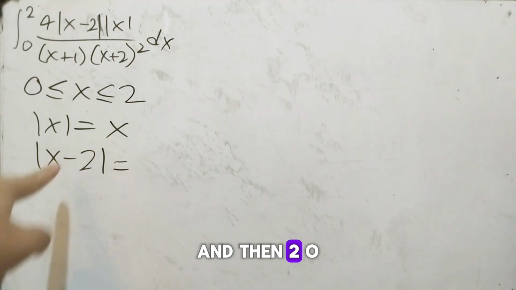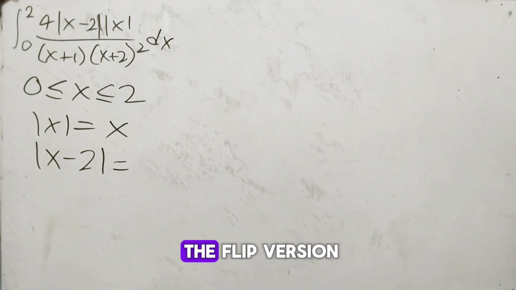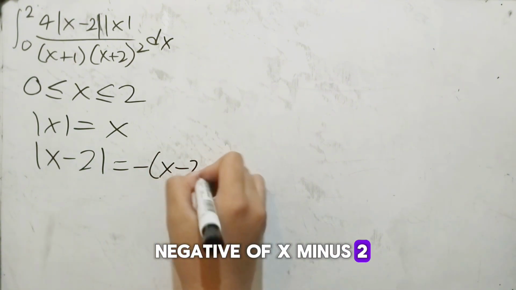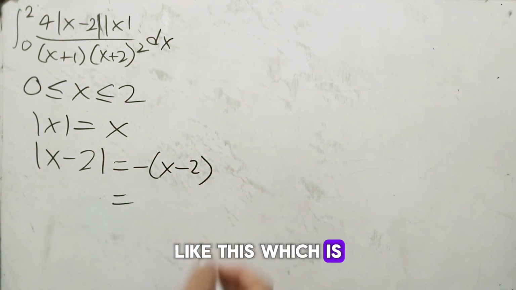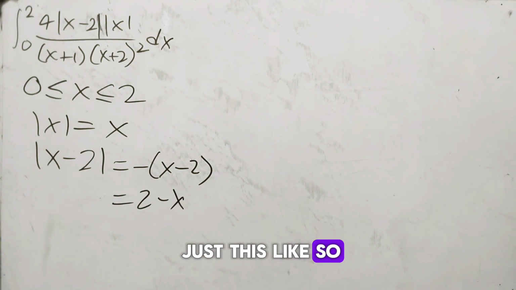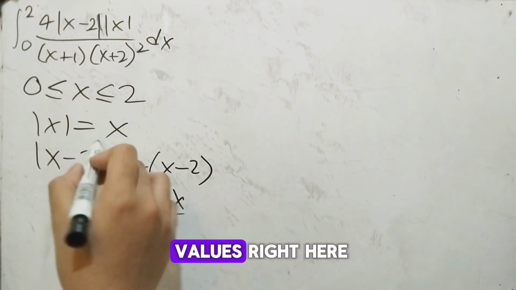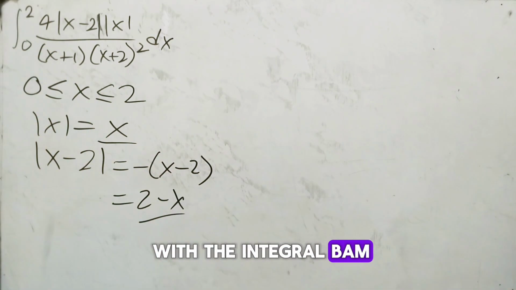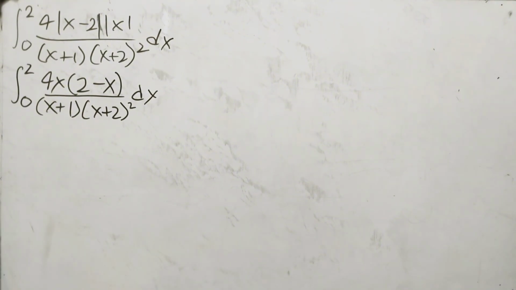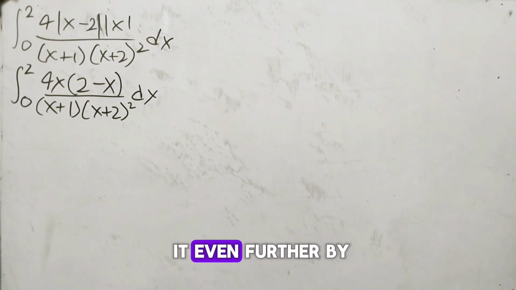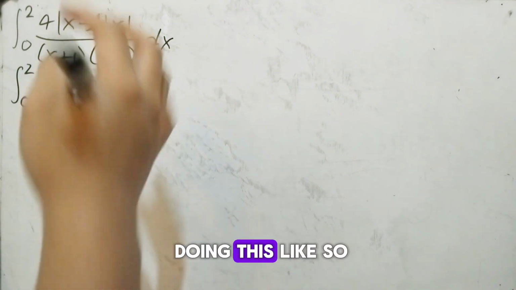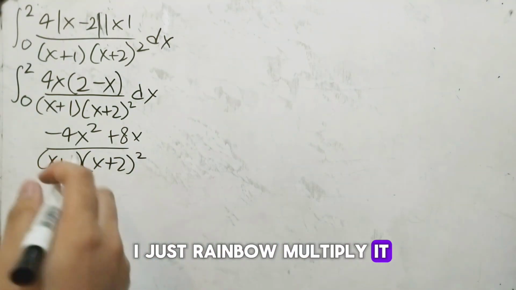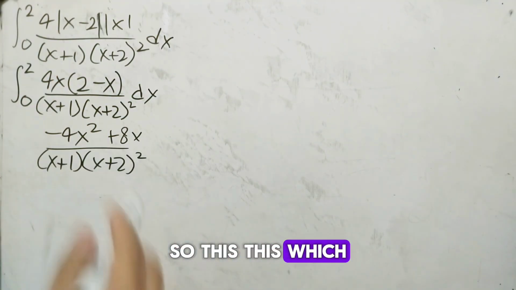And then for 2, 0. That means this is the flipped version, or this is just the negative of x minus 2, which is just this. So with these values right here, we can replace this in the integral. Bam! Then we have this. And then we can do it even further by doing this. As you can see, I just rainbow multiplied it, so this equates to that.